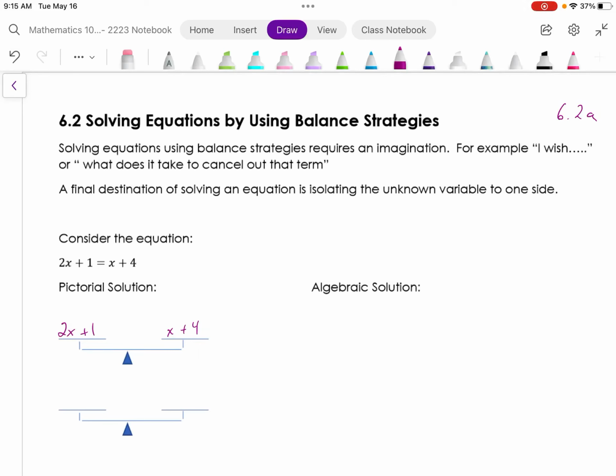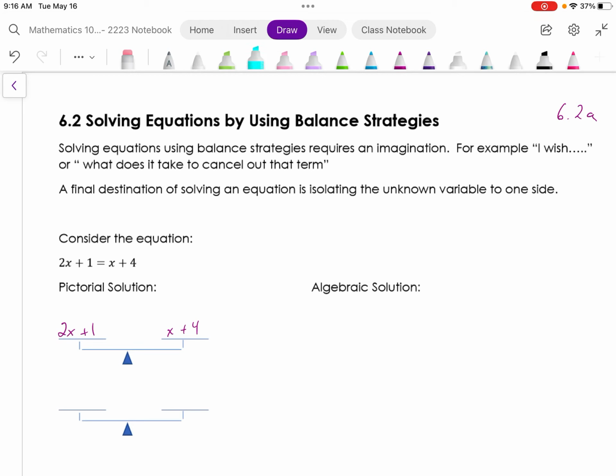Solving equations using balanced strategies. When we solve equations using balanced strategies, it requires an imagination, or I think it does. It might also require a lot of practice from previous learning. For example, questions like "I wish" or "I want that term to be canceled out" really do help out our conversation with this. I would ask you to get this internal dialogue going in your head.